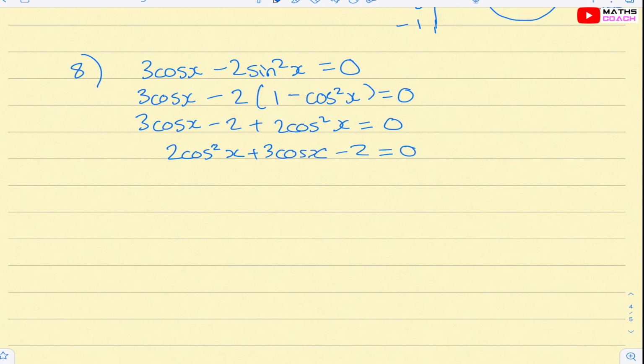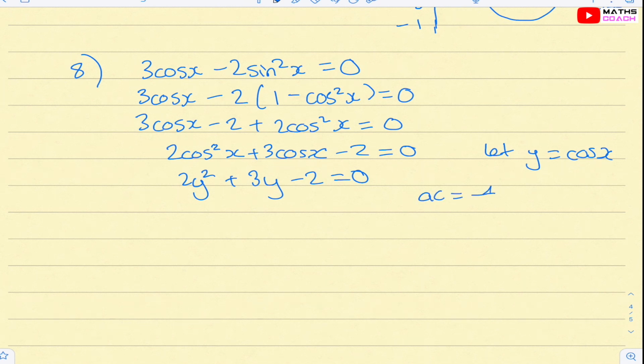We're going to do exactly the same thing as before. Let y equal cos x, and it'll just make it much easier to work with. 2y squared plus 3y minus 2 equals 0. Again, I'm just going to use the AC method very quickly. So AC equals minus 4, B equals 3. So I end up with two numbers that multiply together to give me minus 4 and add together to give me 3. So that will be minus 1, and so minus y, and 4y.